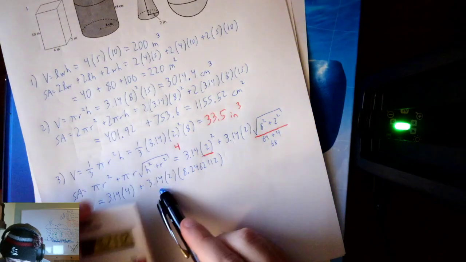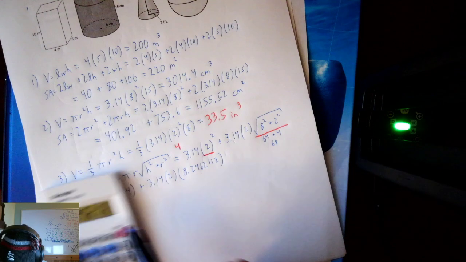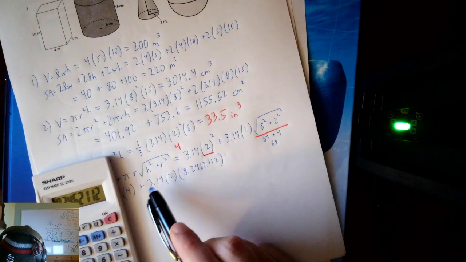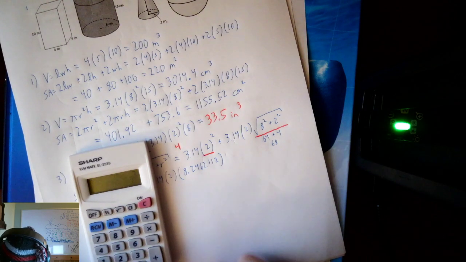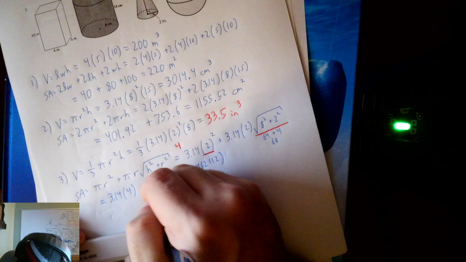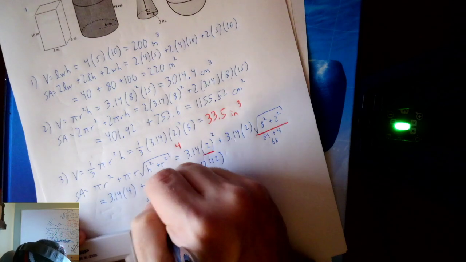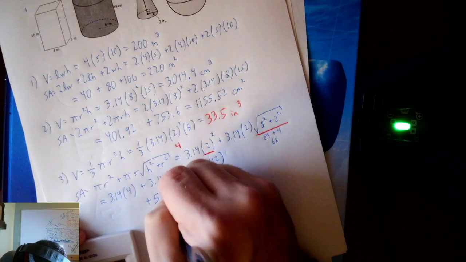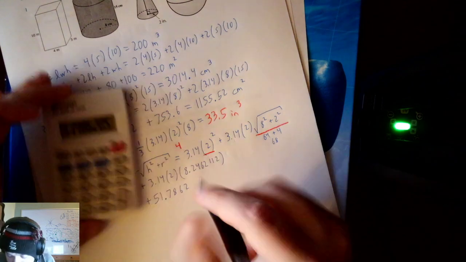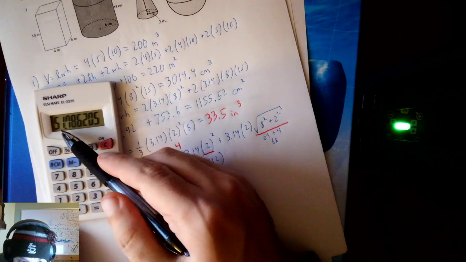Now, I need to do my multiplications. Let's do this one first because I already have that decimal in my calculator. So we need to multiply it by 2 and pi. So times 2 times 3.14 gives me, that'll be plus, 51.7862. Sorry, my calculator was off screen.